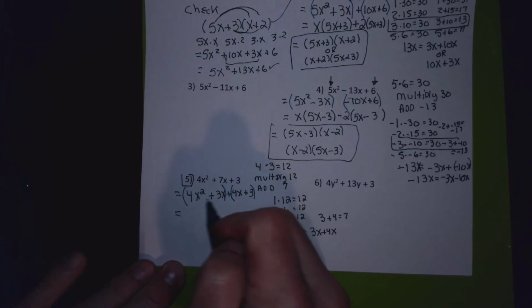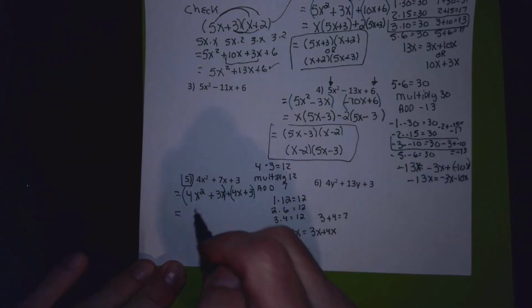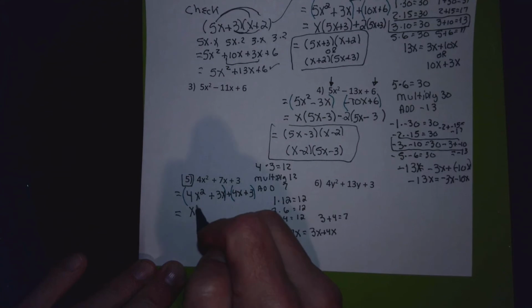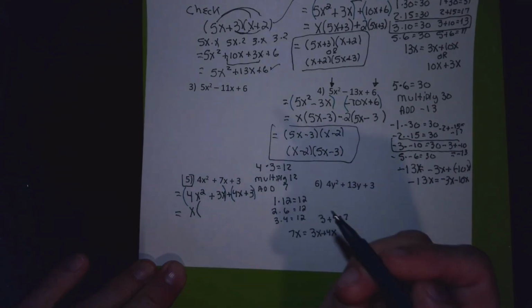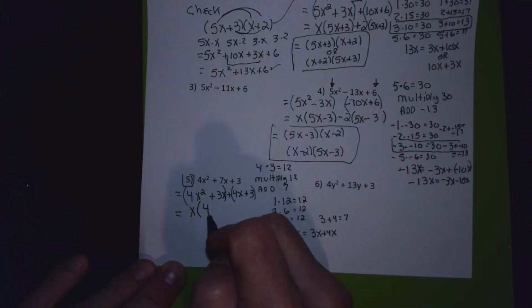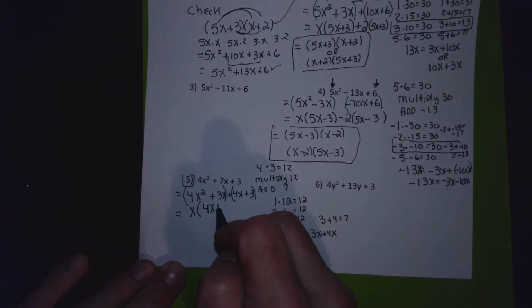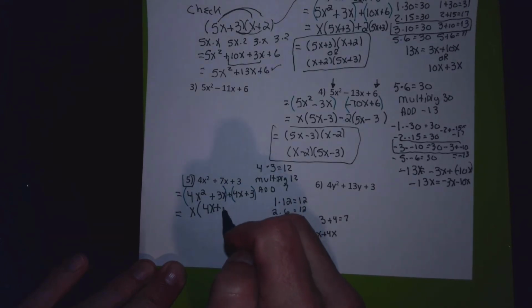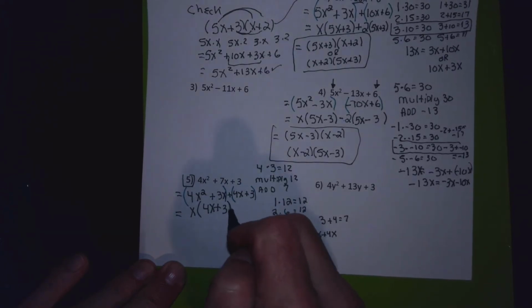In the first parentheses, both terms have an x. I'm going to factor out an x to the first power. From the 4x squared, it started with 2 x's. I take 1 away, I'm left with a 4 and an x. The 3x had an x. I take the x away, I'm left with a 3.